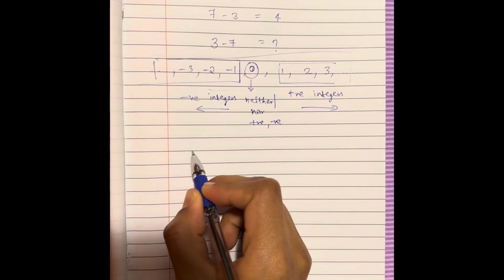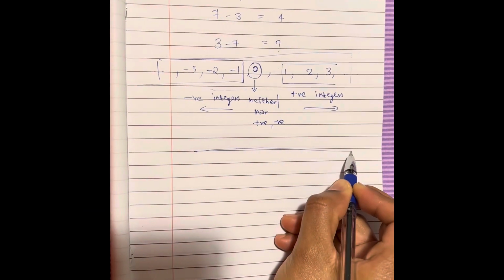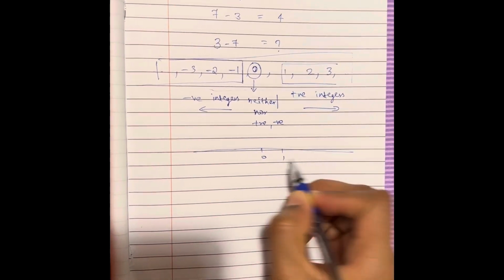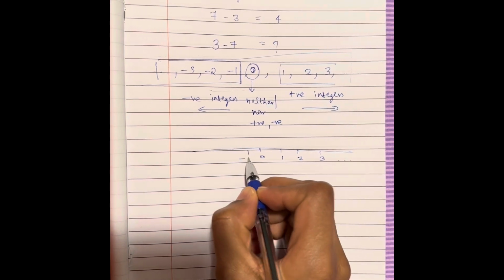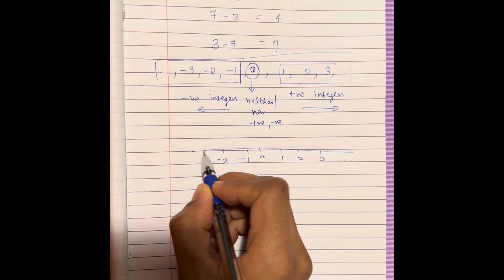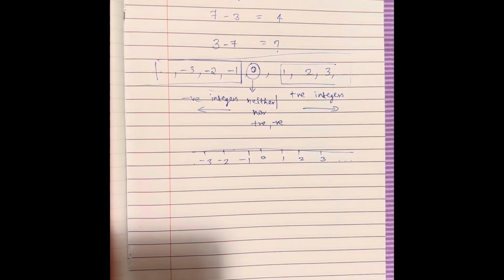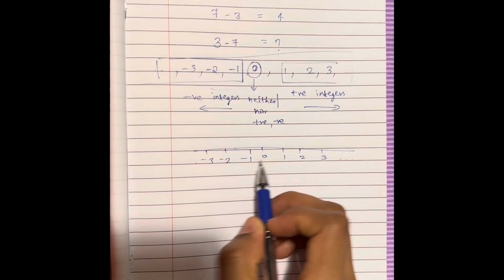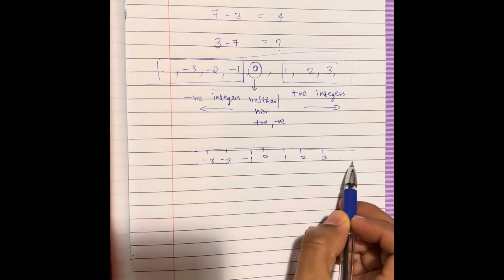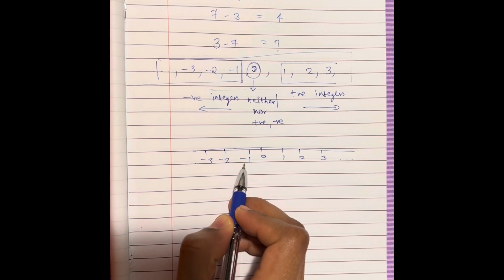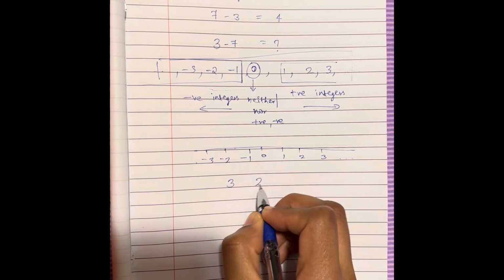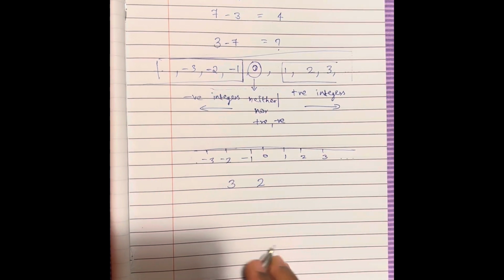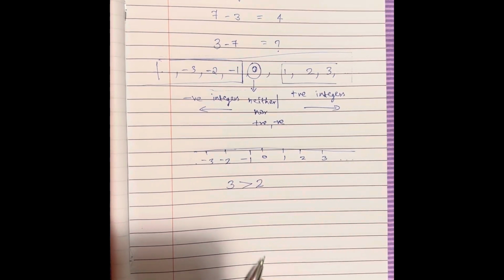Now we all know about number line. So if this is 0, this would be 1, this would be 2, this would be 3 and so on. Whereas over the left side will be minus 1, minus 2, minus 3 and so on. Yes, there is a rule that every number on the right of 0 is greater than every number on the left of 0. So suppose we're taking examples like 3 and 2. Okay, we all know 3 is of course greater.